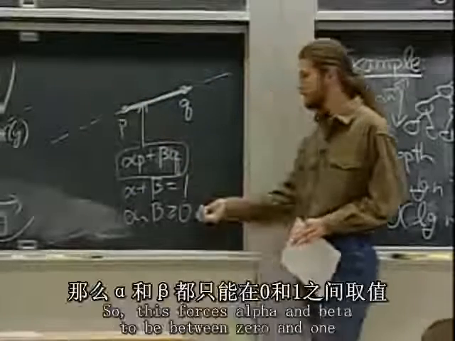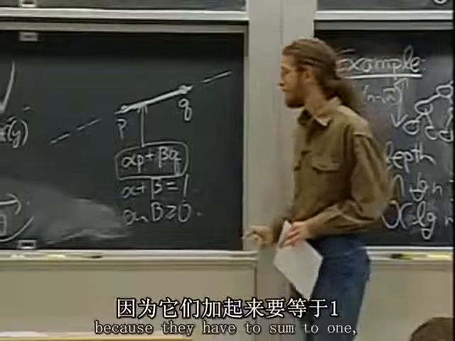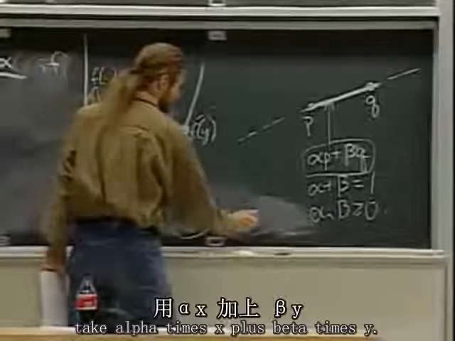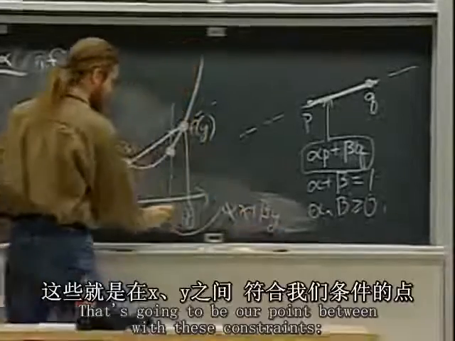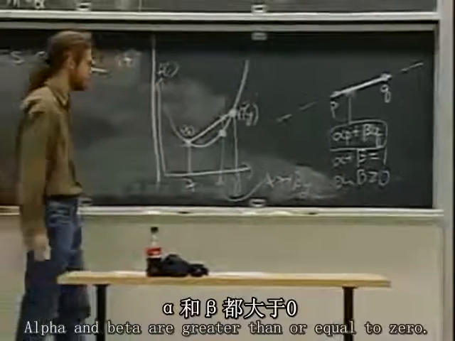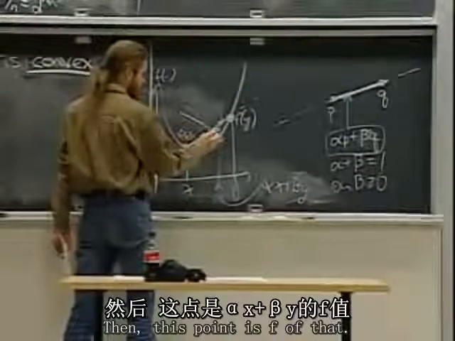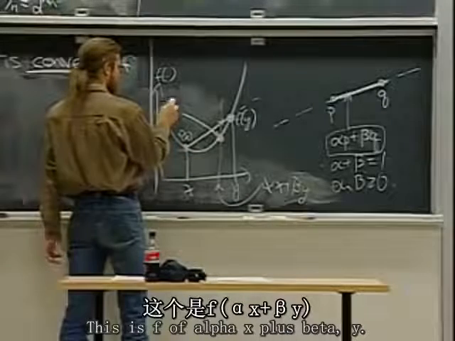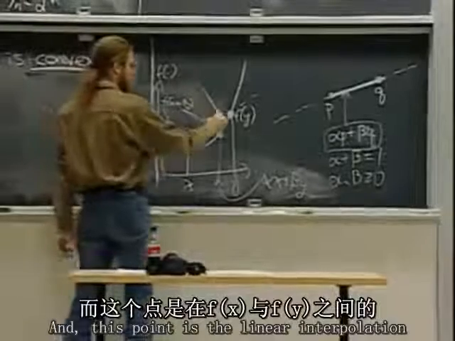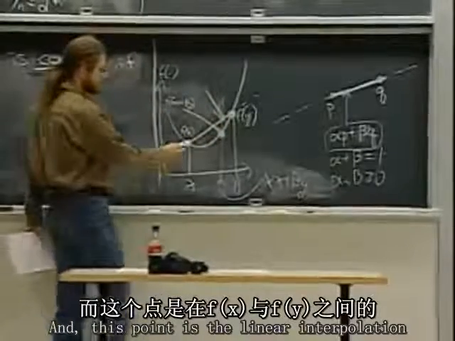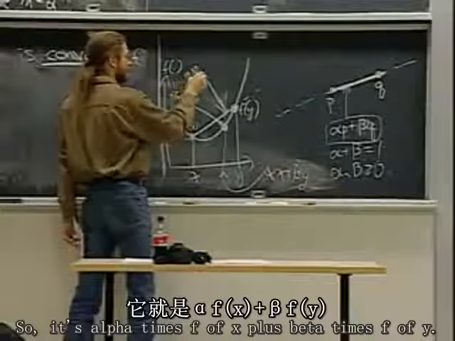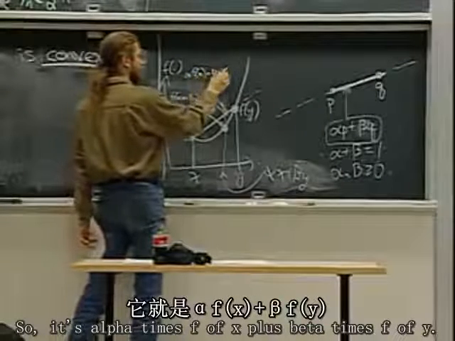So this forces alpha and beta to be between 0 and 1, because they have to sum to 1 and they're non-negative. So what we're going to do here is take alpha times x plus beta times y. That's going to be our point in between, with these constraints: alpha plus beta equals 1, alpha and beta are greater than or equal to 0. Then this point is f of that. This is f of alpha x plus beta y. And this point is the linear interpolation between f of x and f of y, the same one. So it's alpha times f of x plus beta times f of y.